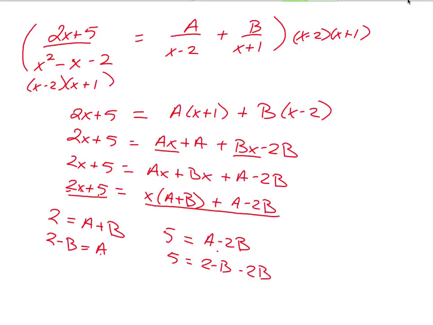Now I can figure out what B is. So I subtract that 2, which gives me 3. I put the B's together, which gives me -3B.